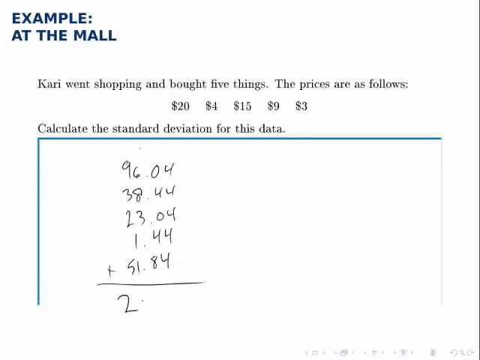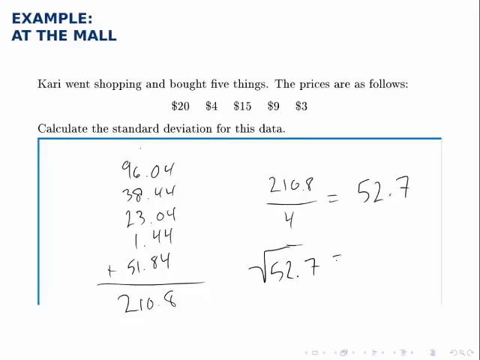Adding these all up, we get 210.8, and then if we divide that by 4, we get 52.7. But we're still not done. The last step is to take the square root of that. The square root of 52.7 is 7.26.